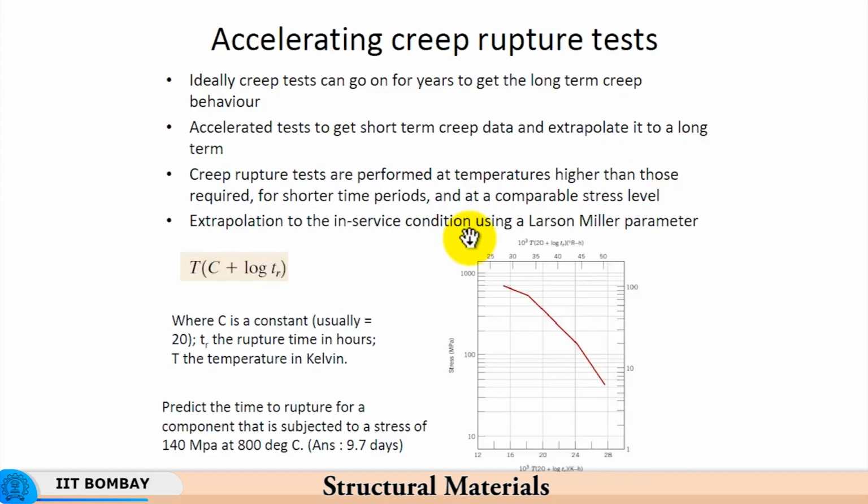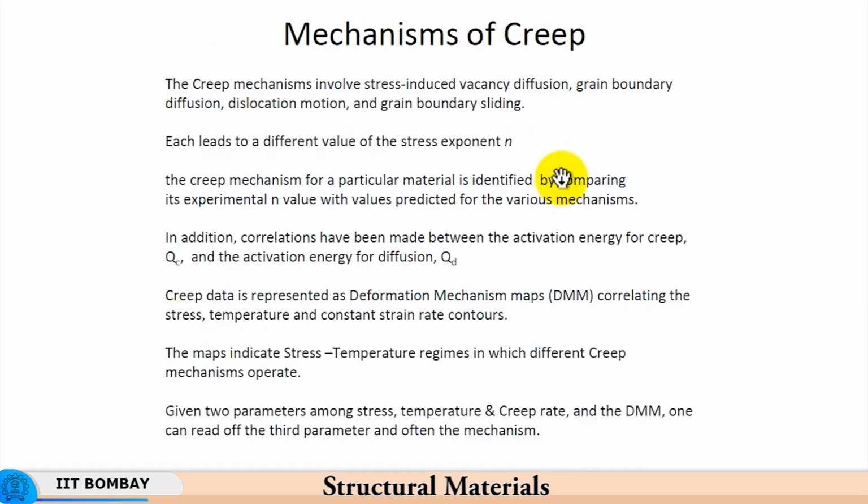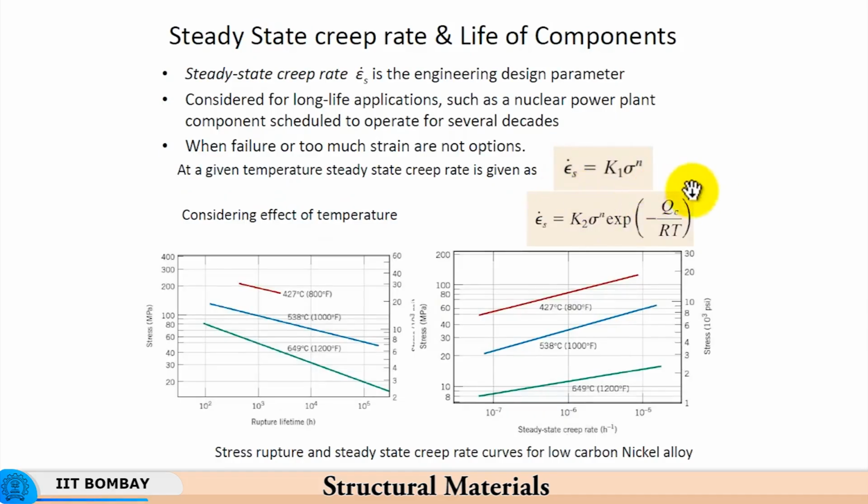So, we need to find out the corresponding strain based on the... so here for instance the strain is restricted to 1.3, right. So, we take that into account and determine its elongation after 10,000 hours. So, we need to use the strain rate expression here, right. So, K1 sigma raised to n, and we can use these curves as well.